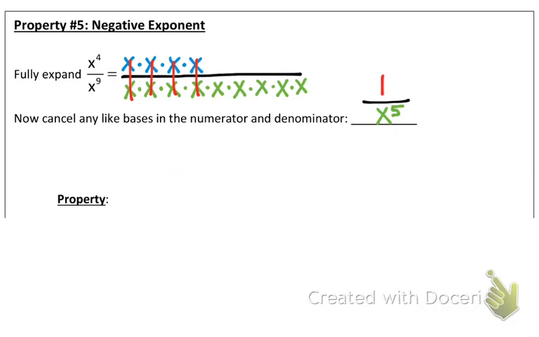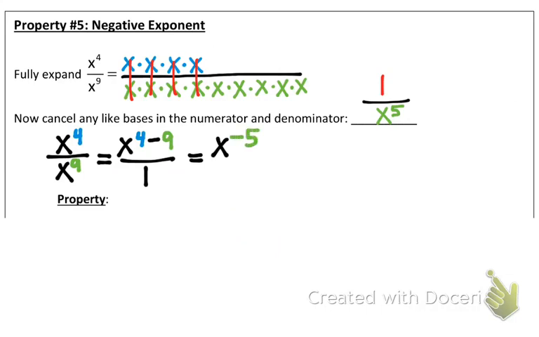Now let's try a different approach to this problem. Let's use our quotient of powers rule that we just learned to see if we can find a relationship between how we write our answer and our quotient of powers. So if I take x to the 4th over x to the 9th, and I use my quotient of powers, I will take x to the 4 minus 9 over 1. X to the 4 minus 9 is x to the negative 5 over 1.